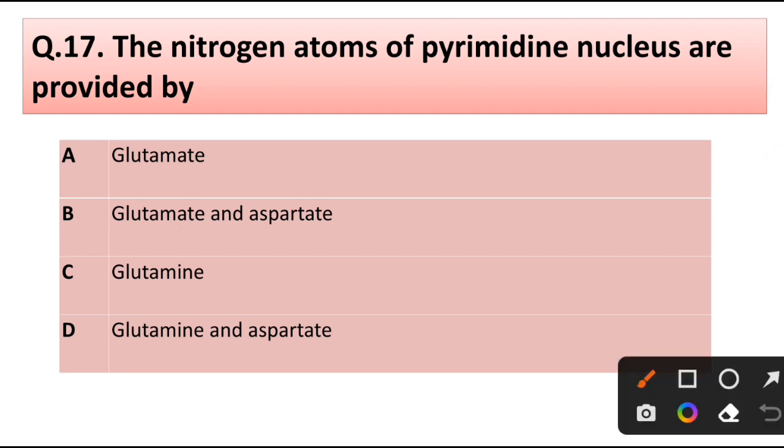Question number 17. The nitrogen atoms of the pyrimidine nucleus are provided by glutamate, glutamate and aspartate, glutamine, or glutamine and aspartate. Correct answer is option D, glutamine and aspartate provide nitrogen atoms to pyrimidine.